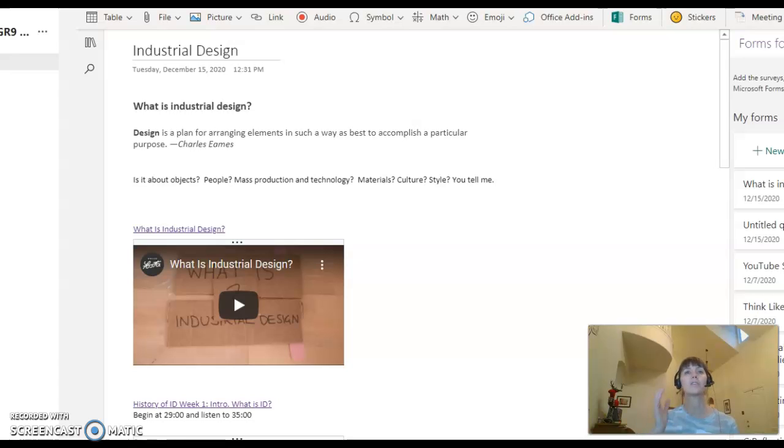I started this unit by introducing you to some pivotal designs and a pivotal font, if you will, as well. And this time, I really want you to be able to articulate what is industrial design. And that ain't easy. It's difficult because there is some controversy over what industrial design truly is and what are the parameters of the history of industrial design.